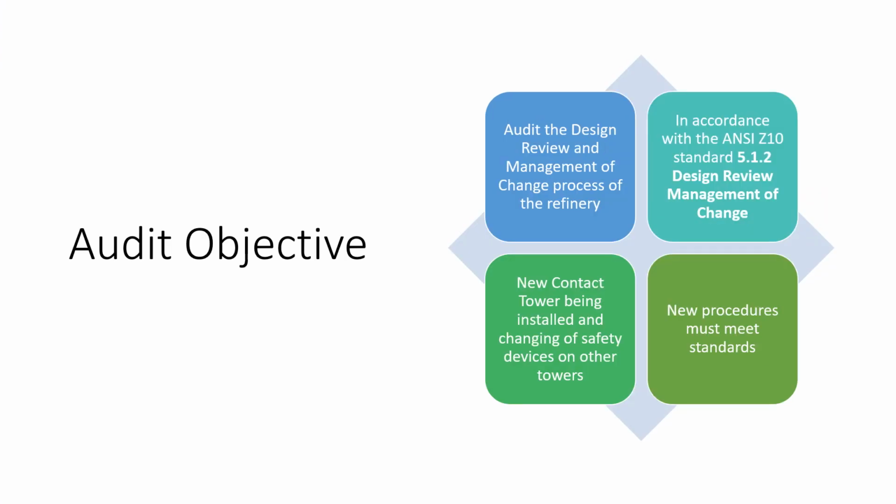Audit objective. The audit will be on the design, review, and management of change process in the refinery. There will be a new contact tower being installed and changing of some of the safety devices on the other towers. Therefore, we're going to have to look at the ANSI standard Z10 design, review, management of change. We're going to have to meet new procedures. They're going to have to meet the standards of the ANSI Z10.